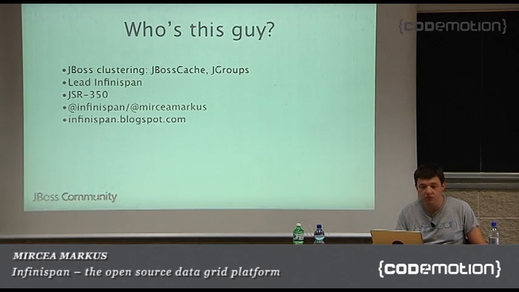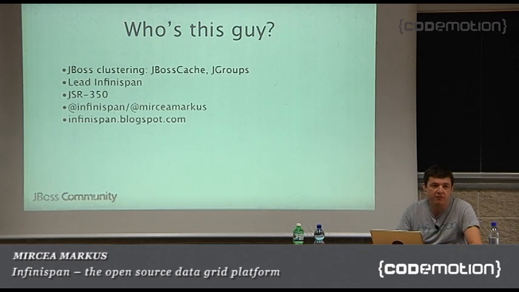My name is Mircea Markus. I've been working for Red Hat for the last 6 years, mainly involved in the clustering stack, projects such as JBoss Cache, JGroups, Pojo Cache. Starting with 2009, I've been involved in Infinispan. I'm one of the founders of the Infinispan project, which I currently lead. You can find me on Twitter at Infinispan or at my name, or on the Infinispan blog, which is hosted on Blogspot.